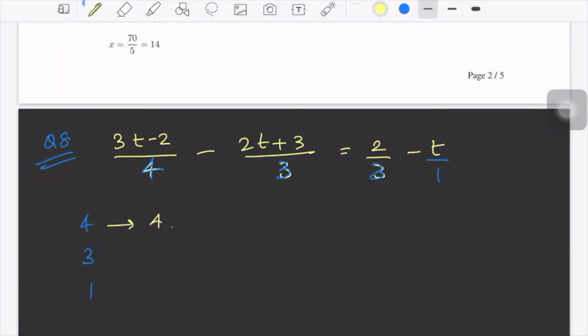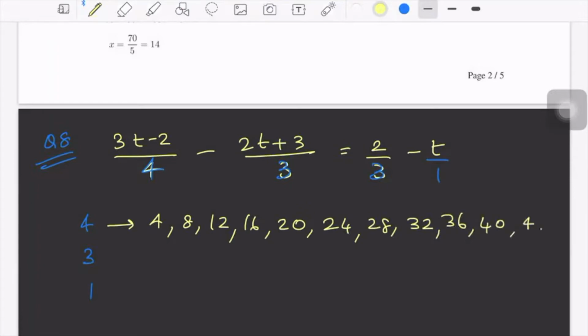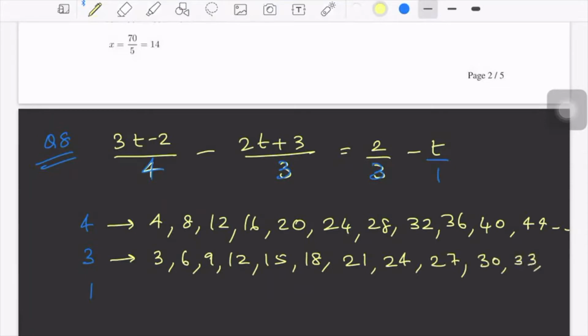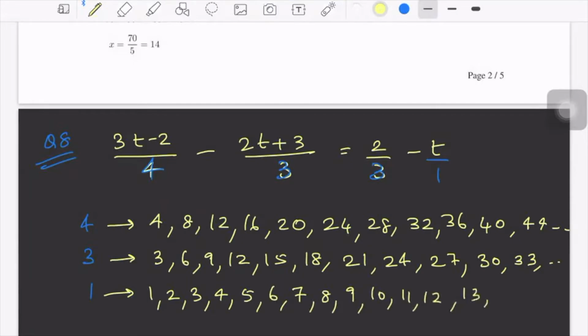Multiples of 4 will be 4, 8, 12, 16, 20, 24, 28, 32, 36, 40, 44, and so on. Multiples of 3 will be 3, 6, 9, 12, 15, 18, 21, 24, 27, 30, 33, and so on. Multiples of 1 will be 1, 2, 3, 4, 5, 6, 7, 8, 9, 10, 11, 12, 13, 14, and so on.